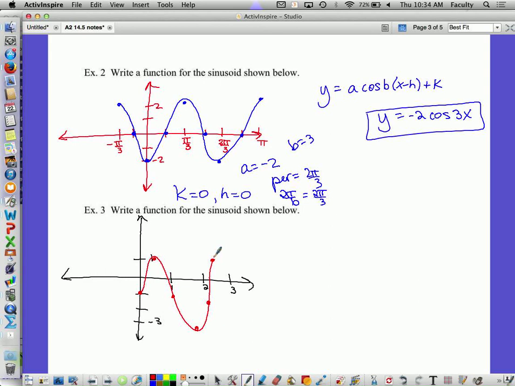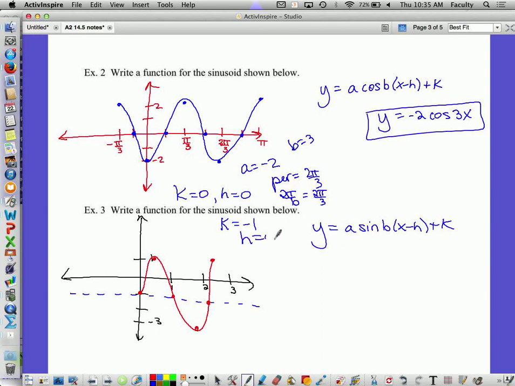So now the midline has changed. You want to go halfway between the max and the min. So where is the midline? Negative 1. So that's automatically telling you k is equal to the midline. So it's k equals negative 1. Do we want to use sine or cosine? Sine, because it's touching right there. If it's at amplitude, it's cosine. So good job. We have y equals a sine b times the quantity x minus h plus k.